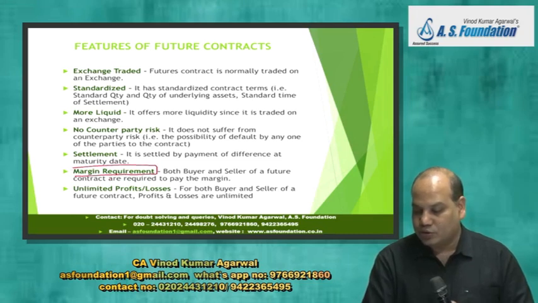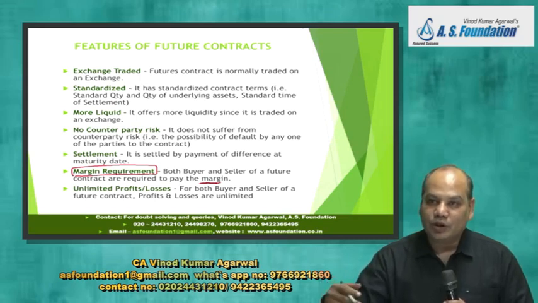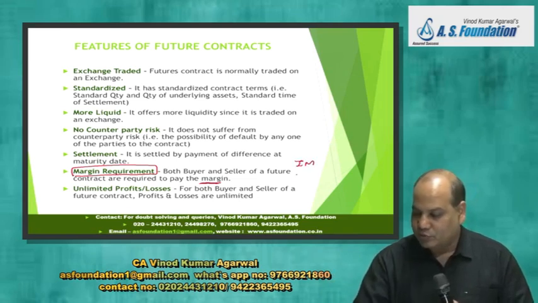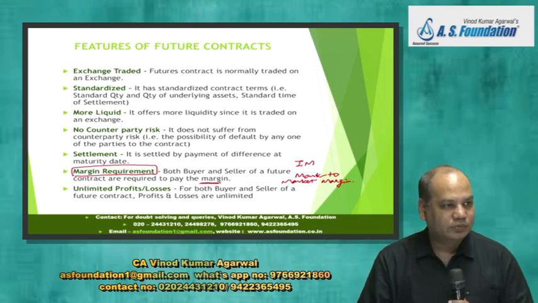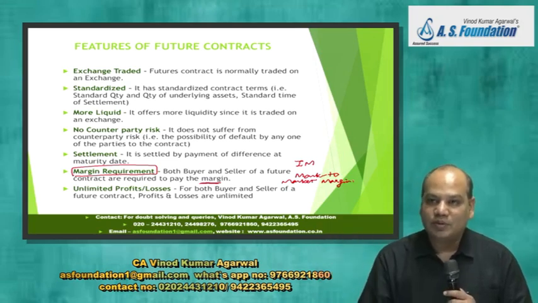How does the exchange ensure that the parties will honor their contract? They ask the parties to deposit initial margin. At the time of entering into the contract, they have to pay initial margin, and then on a daily basis, they have to pay mark to market margin. So two types of margin: initial margin and mark to market margin. Initial margin is paid at the beginning, based on some percentage of the contract value, say 10 to 15%. And mark to market margin is paid on the basis of daily movement in the price.